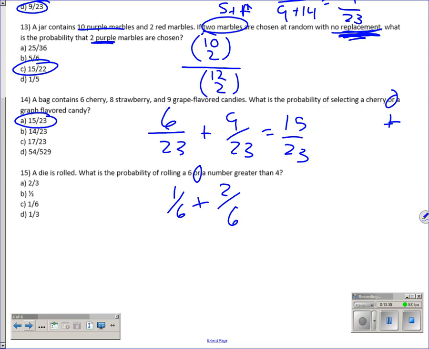These two events are not mutually exclusive. You have to subtract by the probability of being both a 6 and a number greater than 4, which is 1 out of 6.